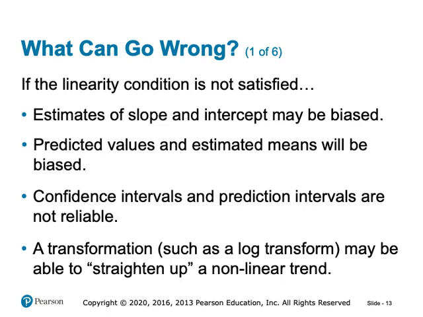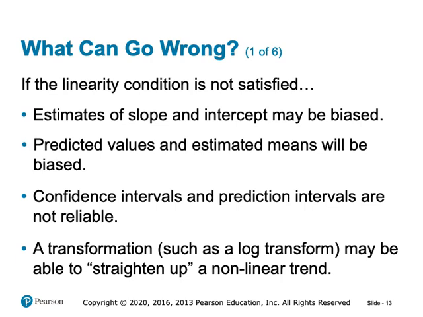Since both confidence intervals and prediction intervals are based on the assumption that our model is correctly specified, if the linearity condition is not met, these intervals will be unreliable. They might be too narrow or too wide, or they might not capture the true values as they're supposed to.